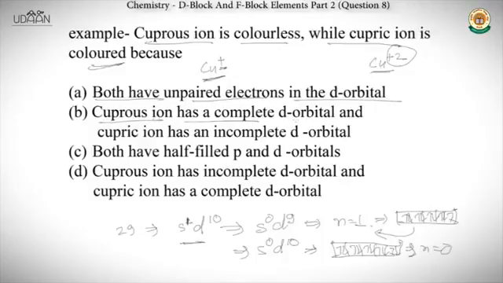Cuprous ion has a complete d orbital while cupric ion has an incomplete d orbital. Absolutely right, this is the answer. Okay. So by this we understand.